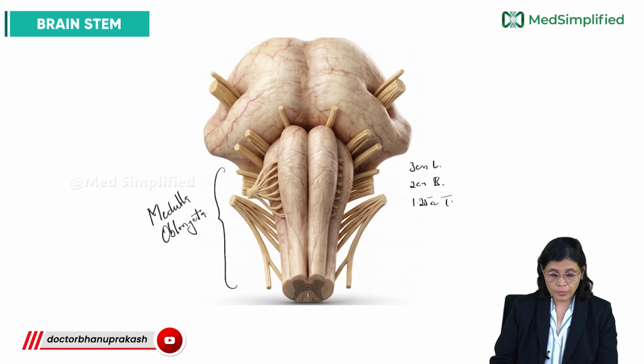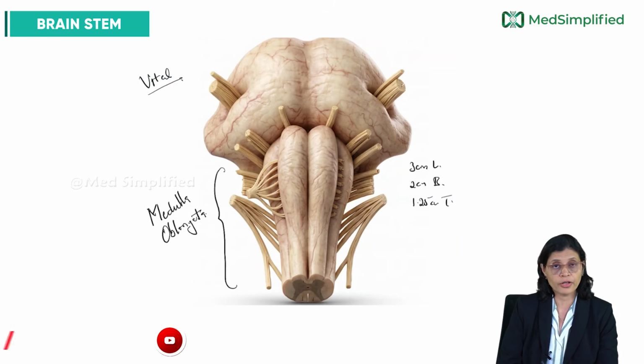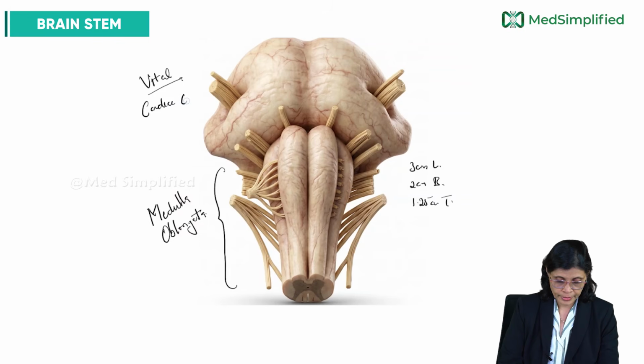The medulla oblongata contains the vital centers which are essential for life. That is, it includes the cardiac center, then the vasomotor center which controls the blood pressure, and the respiratory center.